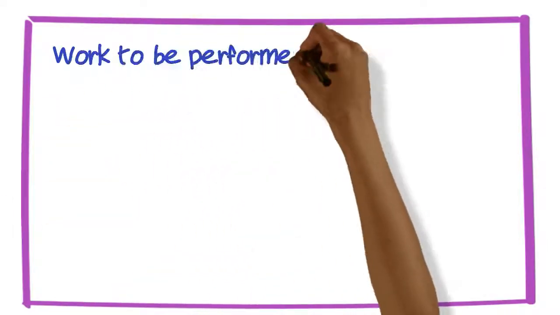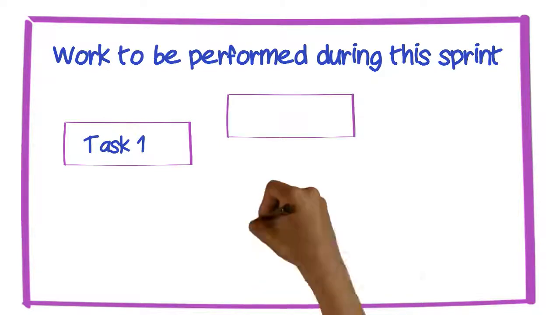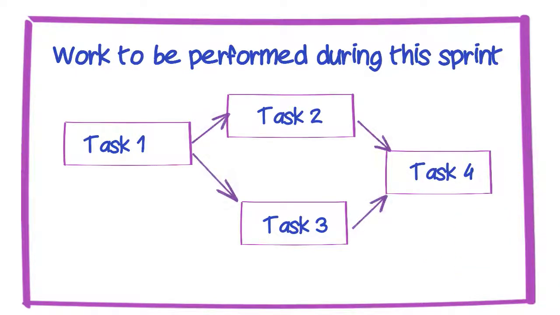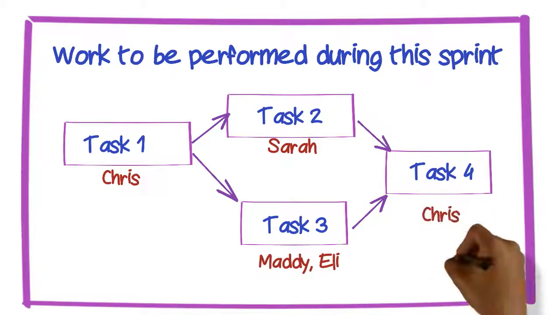Next, the development team discusses how the work will be performed during the sprint. A number of diagrams are sketched onto a whiteboard demonstrating various scenarios that might occur. Names are written under various tasks and priorities as the team considers the challenge in front of them.